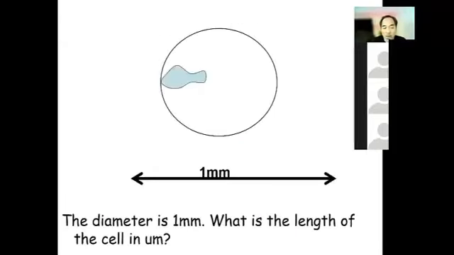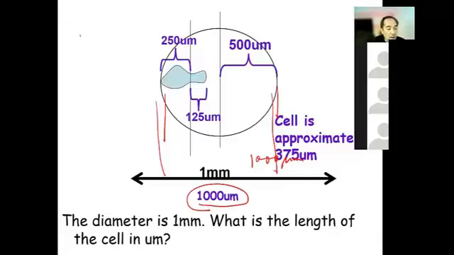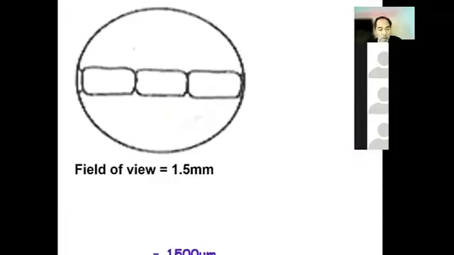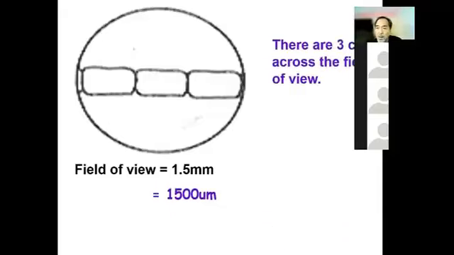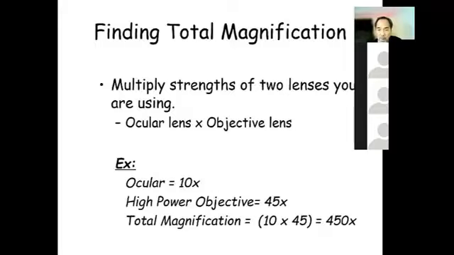Let's say the field of view is 1 millimeter, which is 1,000 micrometer, okay? Can you tell me the size of this organism? What's the length in micrometer? We use 1 millimeter. They just call it 1,000 micron. So the field of view is 1.5 millimeter or 1,500 micrometer. There are 3 cells in the field of view. So you have 1,500 divided by 3. So each cell is 500 micrometer.